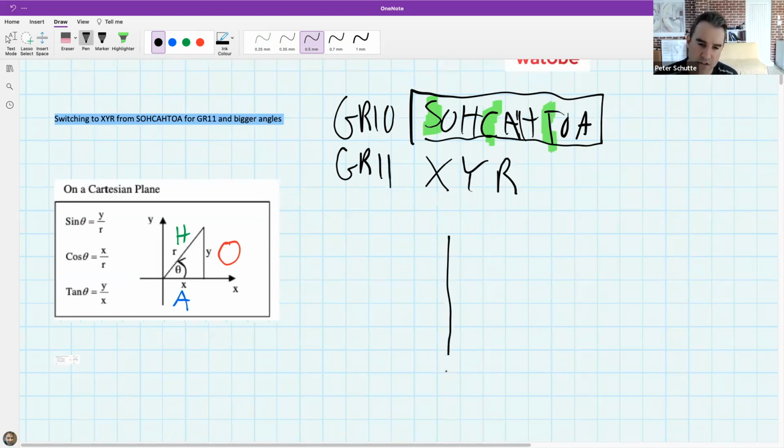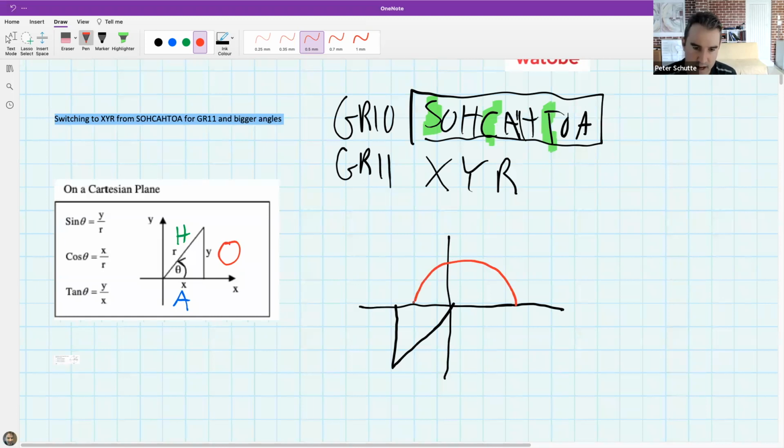But the thing about having the X, Y, and R definition is if I want a triangle, say, in this quadrant over here, this definition can still work. So for example, if we had an angle in the third quadrant, it would be 180 to get to there, and then it would also need an extra bit. So let's say that would be theta. And then the red one would just be 180 plus theta.